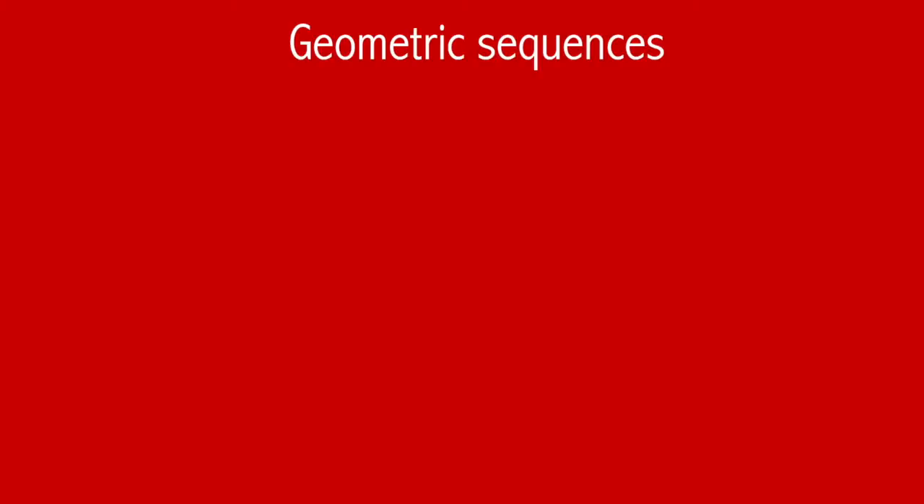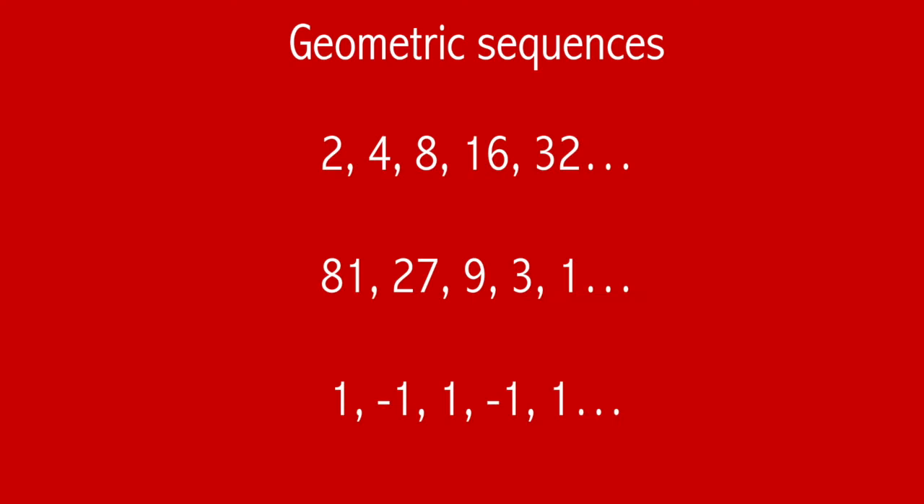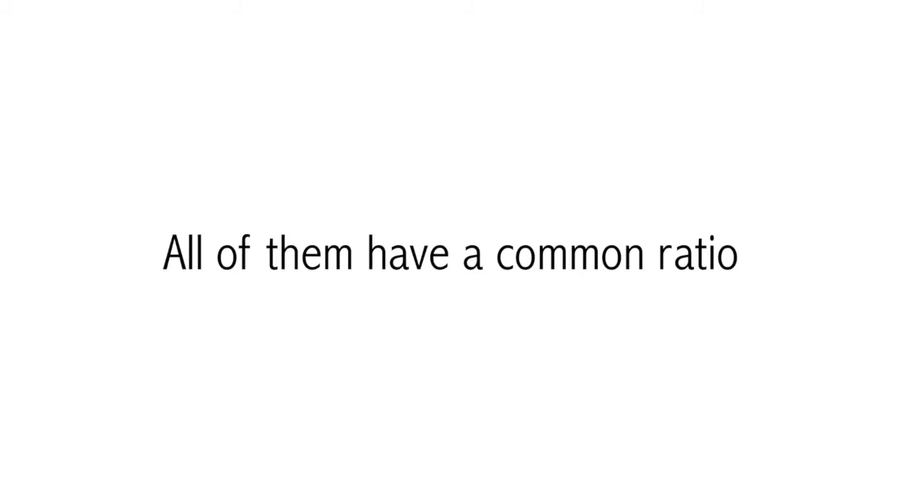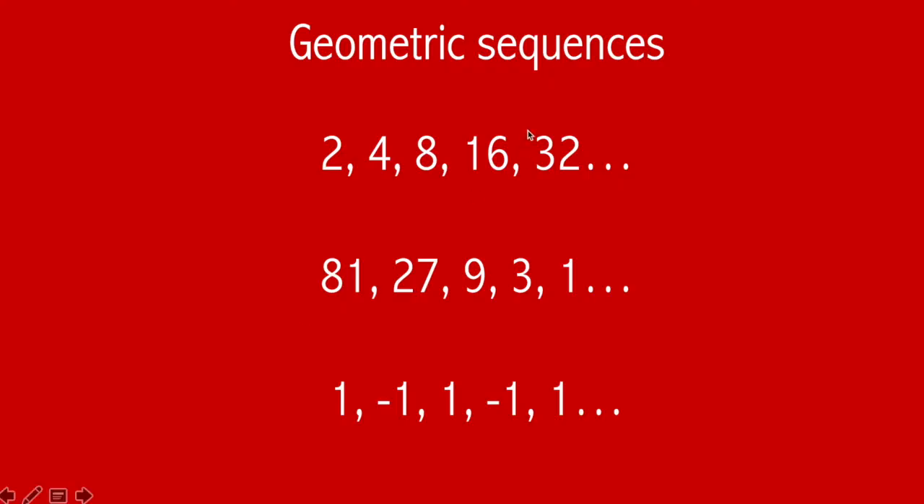The second type of sequence you get is geometric sequences. These are geometric sequences. Once again, try and see if there is something similar. What you will notice is all of them have a common ratio. So what I mean is 32 divided by 16 is 2, 16 divided by 8 is 2, 8 divided by 4 is 2, 4 divided by 2 is also 2. 1 by 3 is 1/3, 3 by 9 is also 1/3, 9 by 27 is also 1/3, and 27 by 81 is also 1/3.